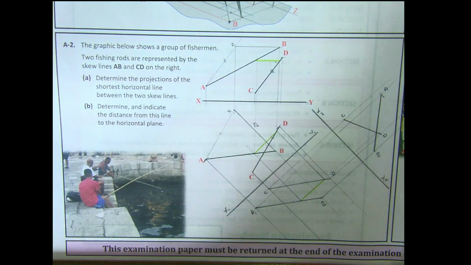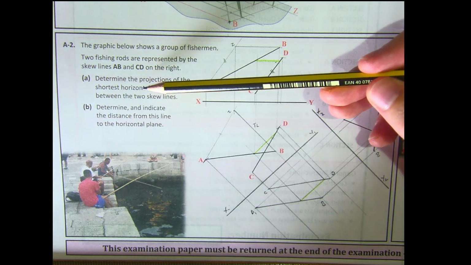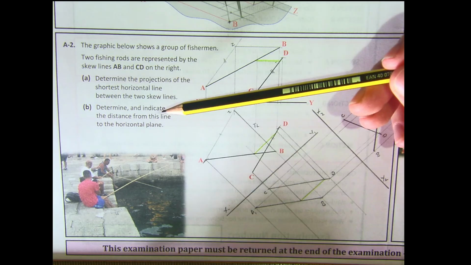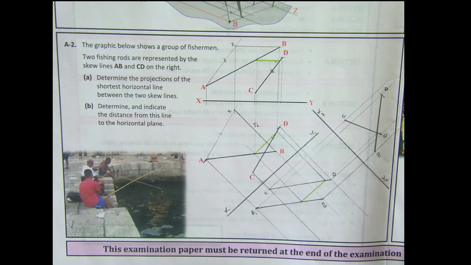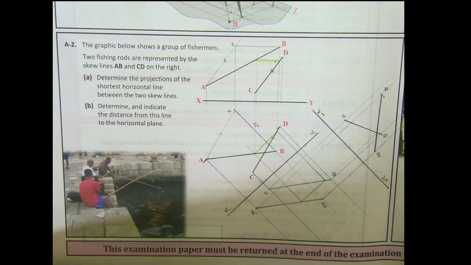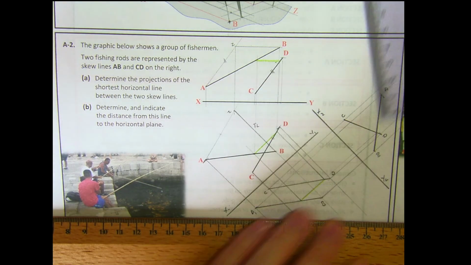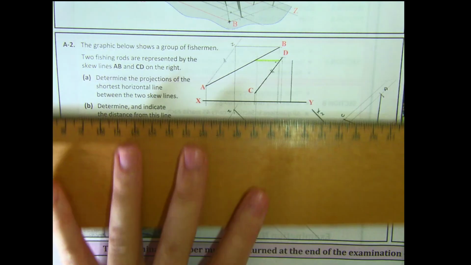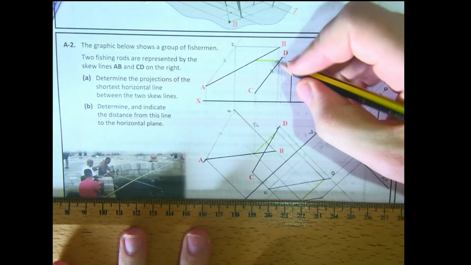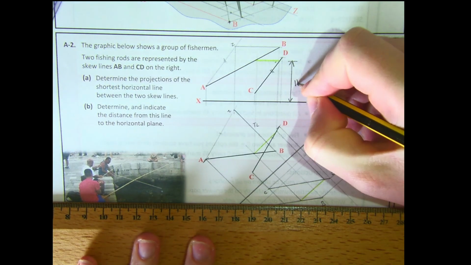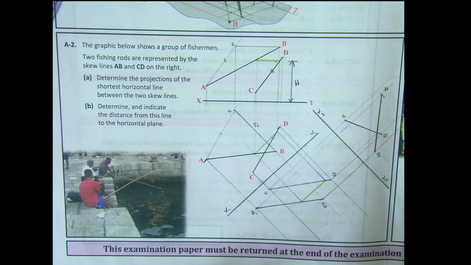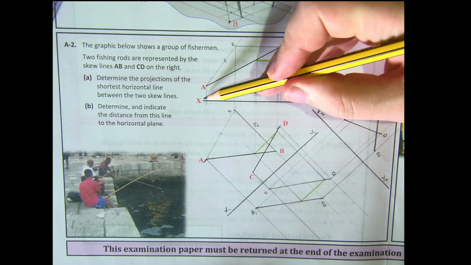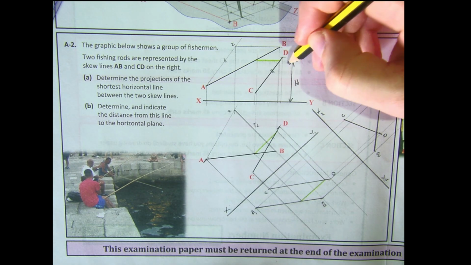So the question asks us, determine the projections of the shortest horizontal line between the two skew lines, and determine and indicate the distance from this line to the horizontal plane. Okay, so the final part of this, determining and indicating the distance, that's just, you need to draw a line up at the side. You can use a different color or whatever you want to indicate it with. That's height h here. The horizontal plane in the elevation is going to be the XY line, so this will be the height for that.